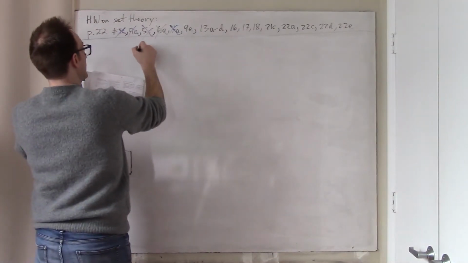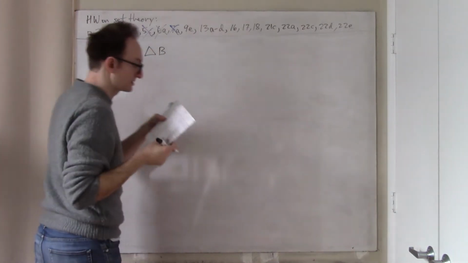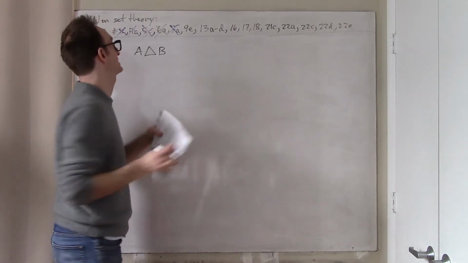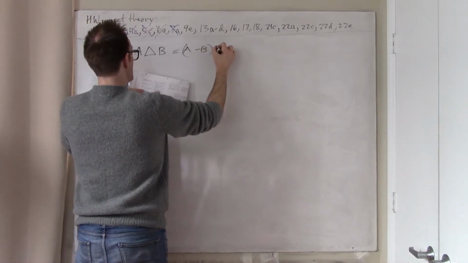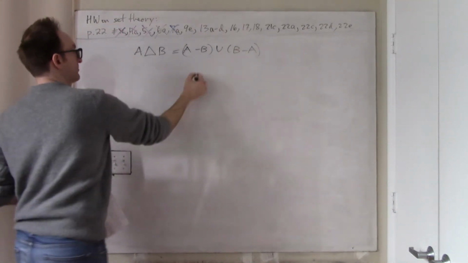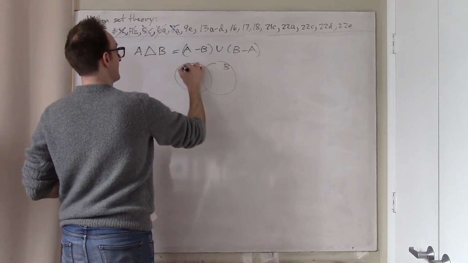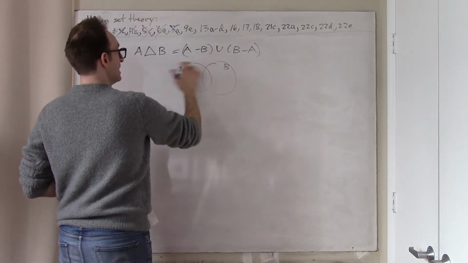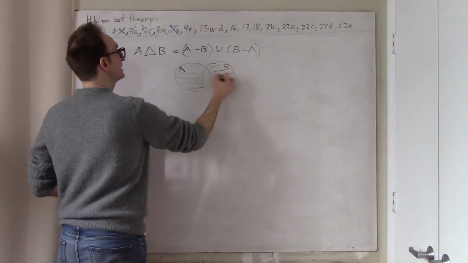Here's a new thing that didn't get mentioned in class because I didn't feel like it, because ultimately it's not really important, maybe. The symmetric difference between two sets is defined to be A minus B union B minus A. So what's up with that? If this is A and this is B, then it's everything that is in A but not B, and everything that is in B but not A, so it's like all this. So it's essentially like XOR.